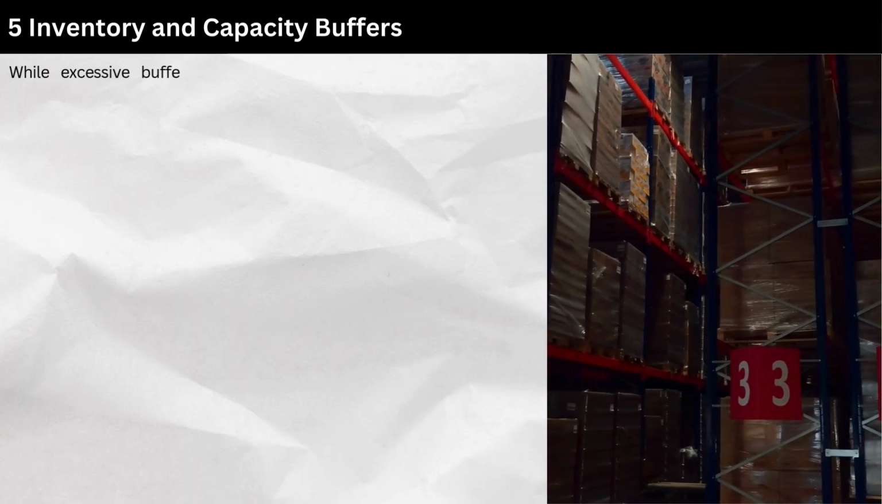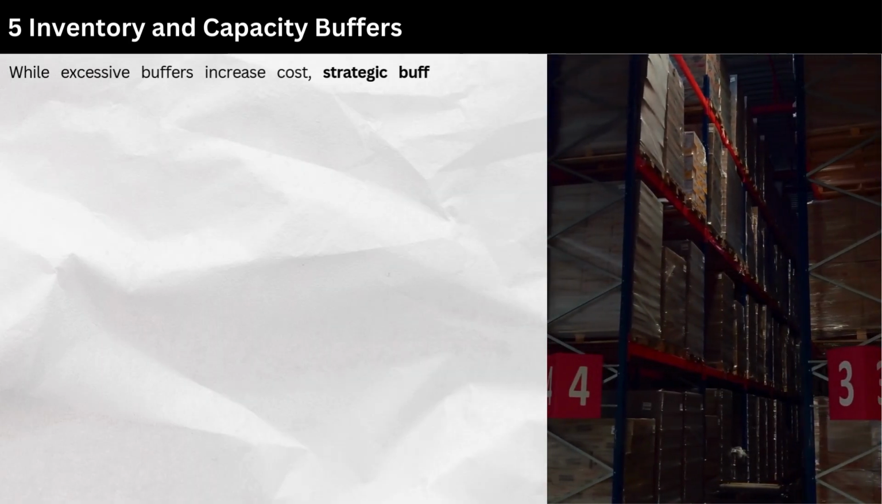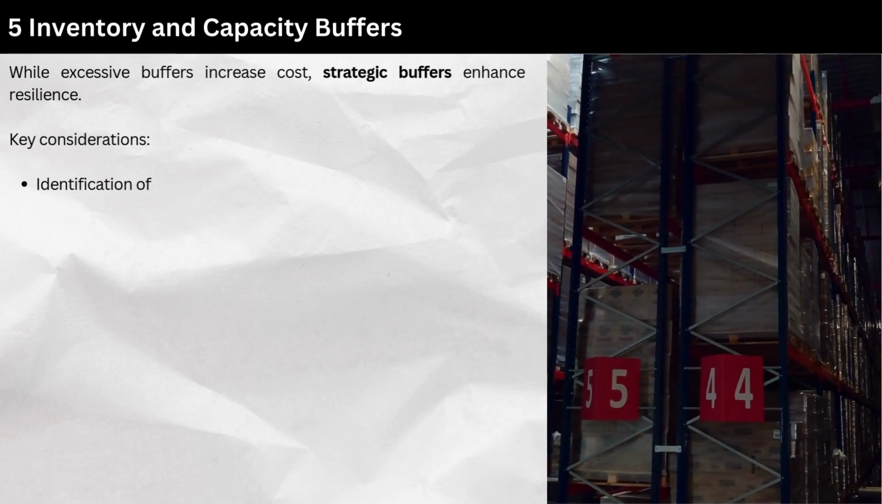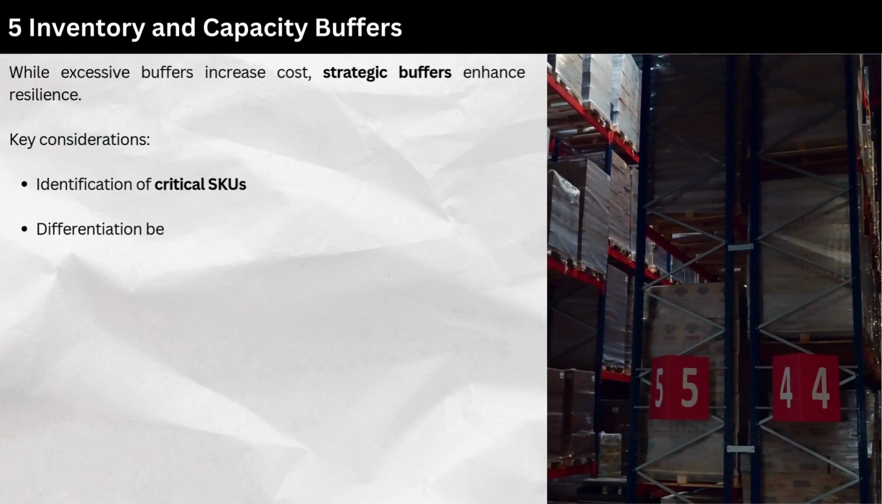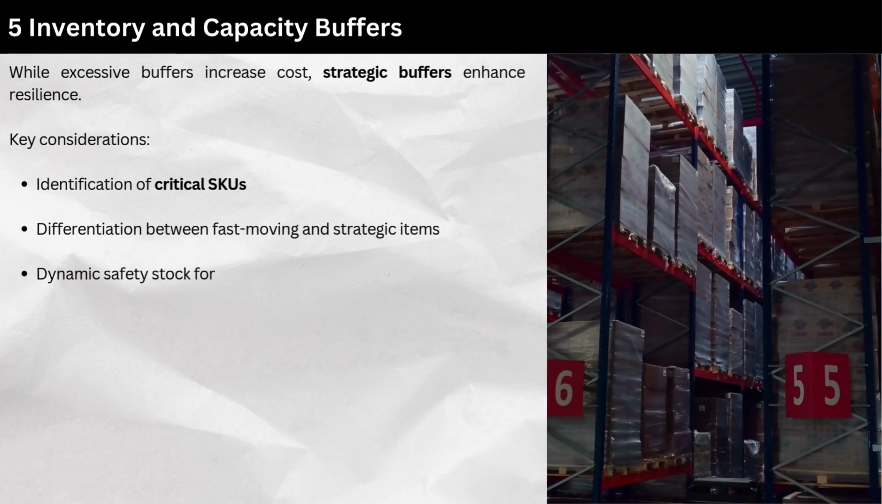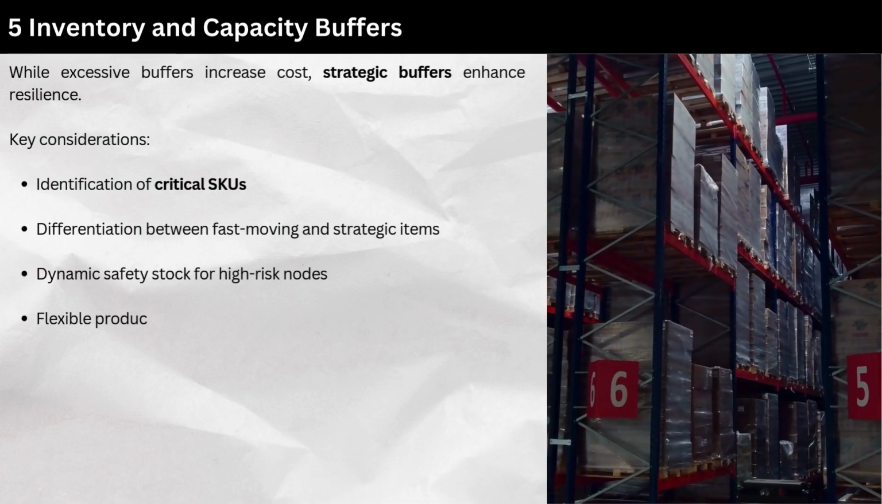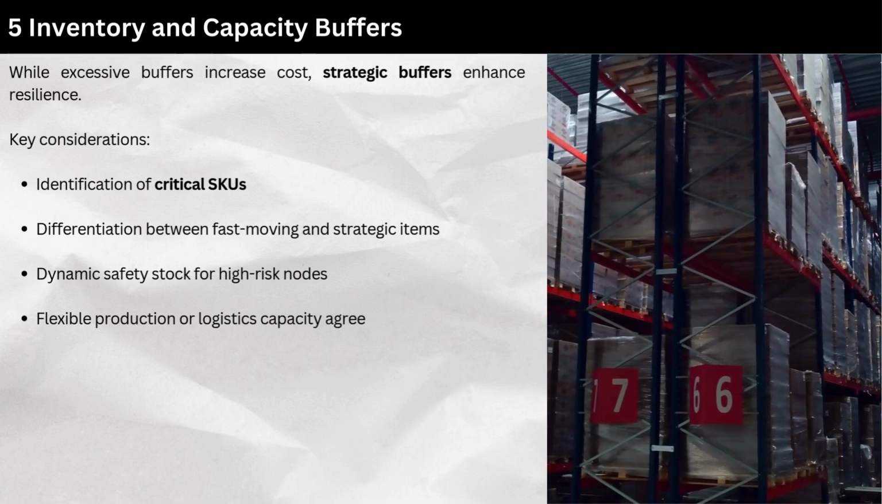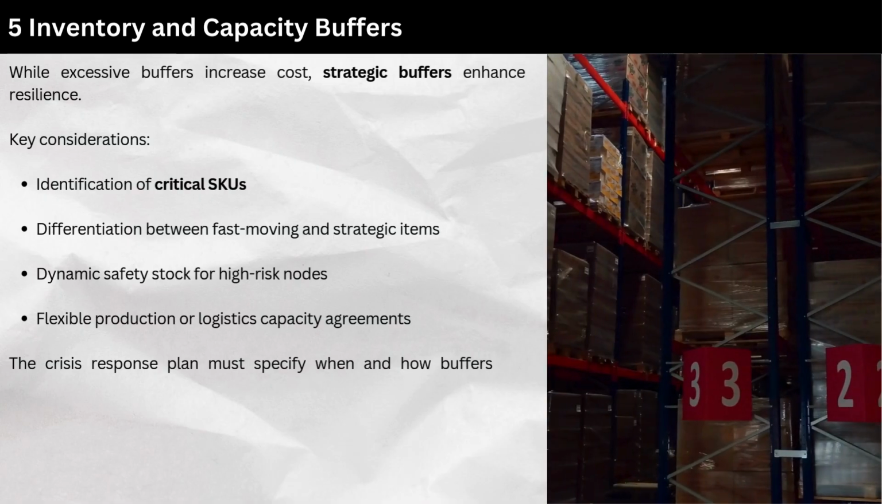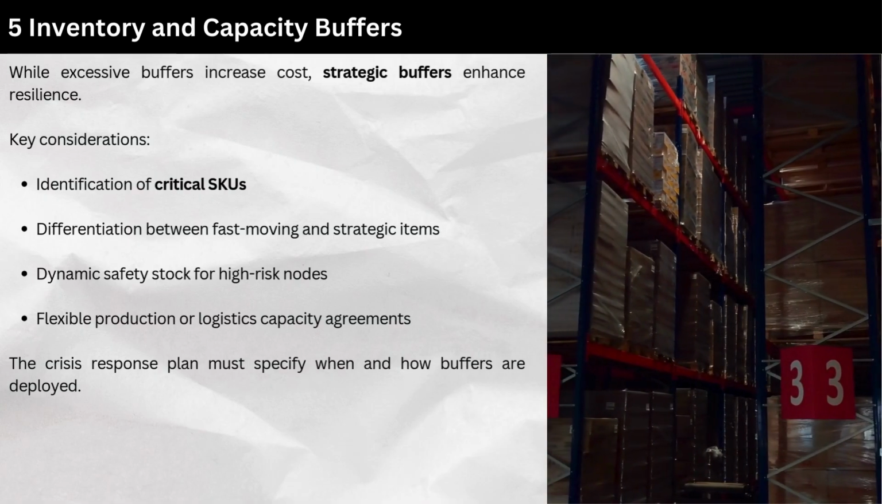5. Inventory and capacity buffers. While excessive buffers increase cost, strategic buffers enhance resilience. Key considerations: Identification of critical SKUs. Differentiation between fast-moving and strategic items. Dynamic safety stock for high-risk nodes. Flexible production or logistics capacity agreements. The crisis response plan must specify when and how buffers are deployed.